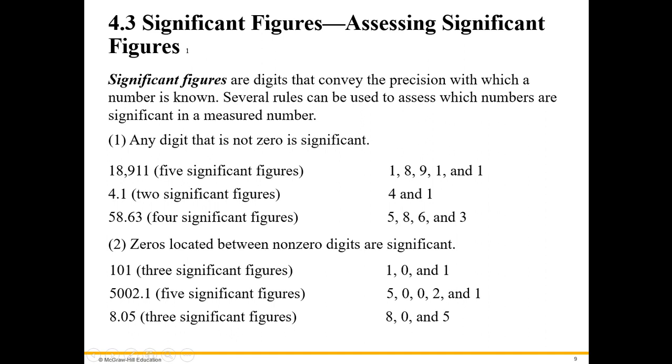Next one, zeros located between non-zero digits. This 0 is between non-zero digits, right? So this 0 is also significant because it's between non-zero digits. Because of that, this number, even though it has a 0, that 0 is located between the non-zero digits. So 3 sig figs.